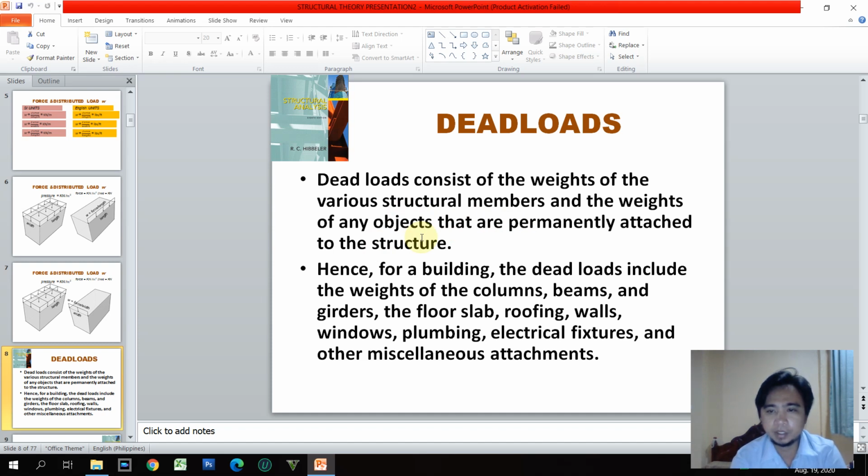Hence, for a building, the dead loads include the weights of the column, beams, and girders, the floor slab, roofing, walls, windows, plumbing, electrical fixtures, and other miscellaneous attachments. So all of the permanent items that are attached to the building are dead loads, or simply that is the self weight.